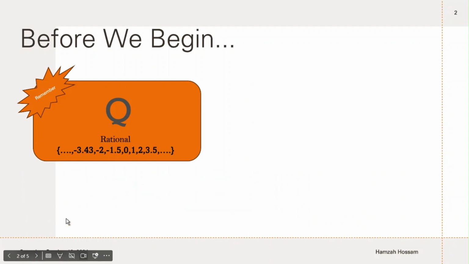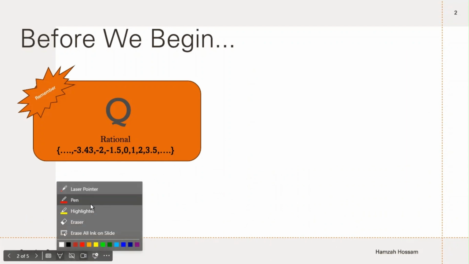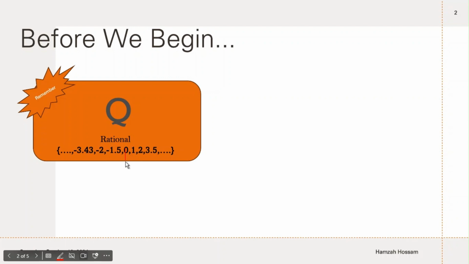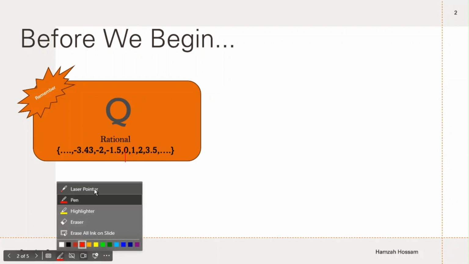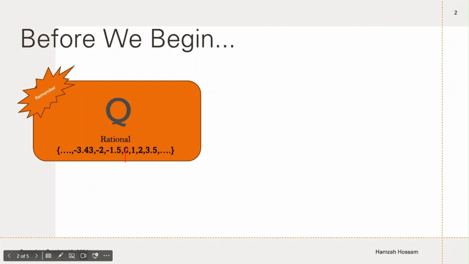We got the rational numbers. Remember, the rational numbers begin from 0. I'm just doing some revision. Zero begins from here. The king is always in the middle. Zero is not positive nor negative.